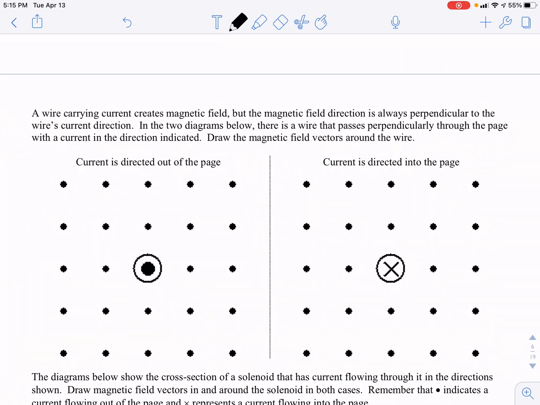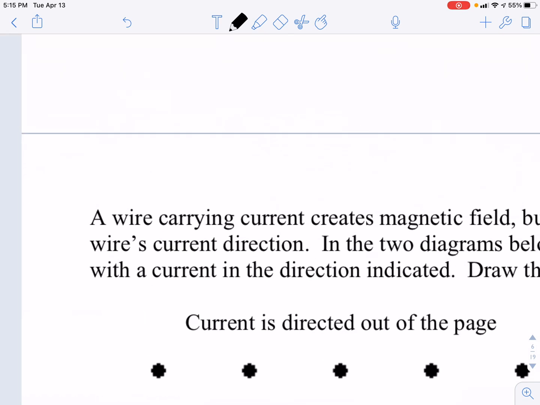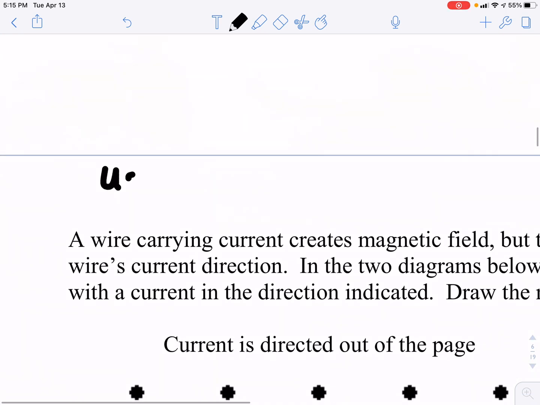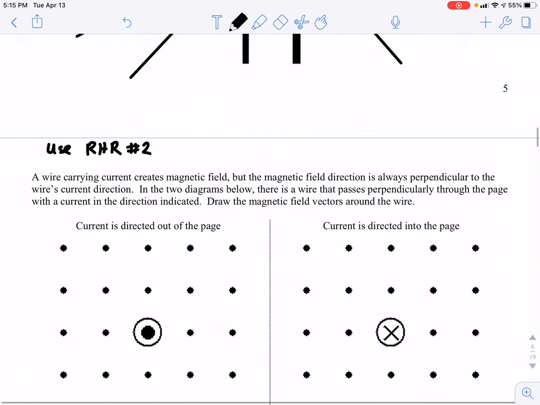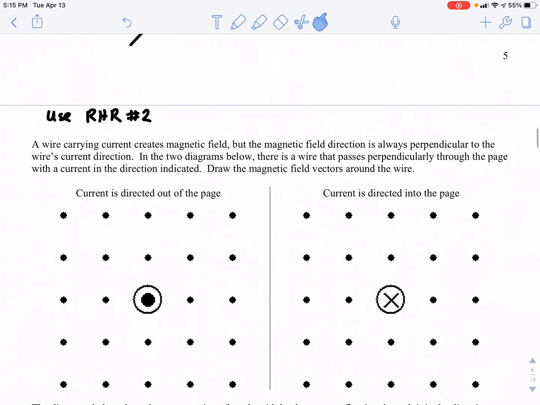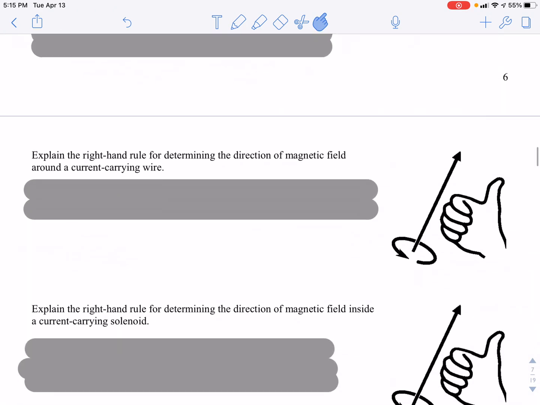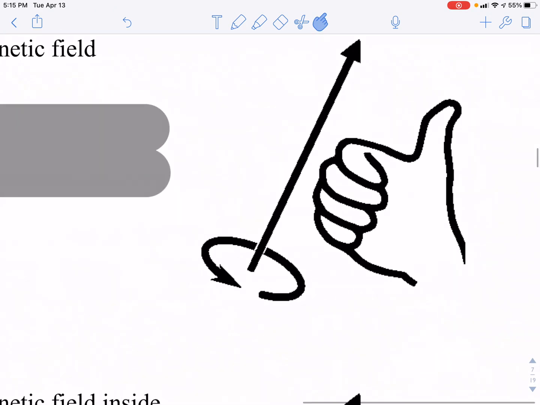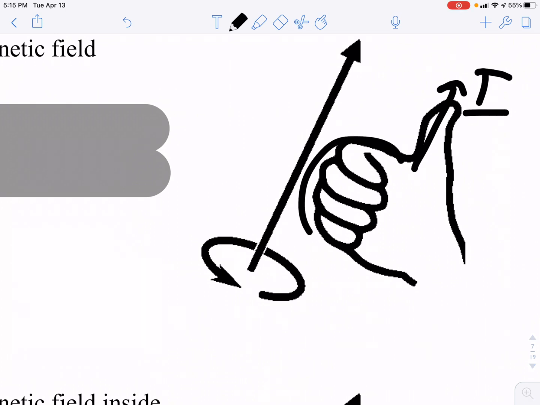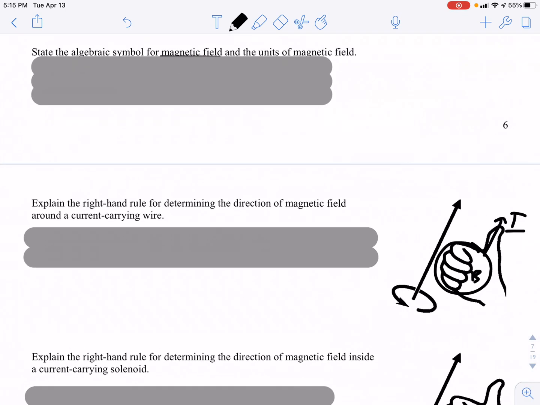So if we were to use what is called right-hand rule number 2, this is the one that we saw in class that resembled this right here. I call it hitchhiker's thumb. The I goes in the direction of current, and the fingers are wrapping in a circle in the direction of the magnetic field.